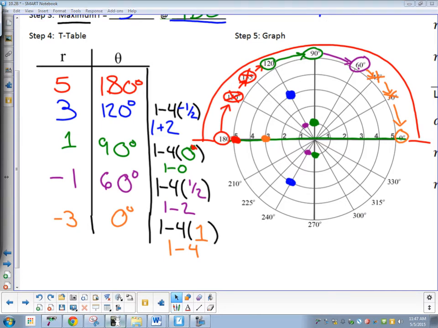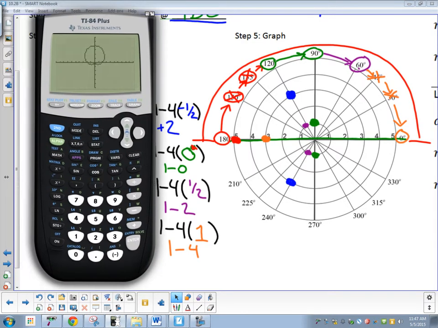To get the best picture, that's why we use our graphing calculator. So turn it on, hit the y equals button here in the corner, clear out what was written, and I'm going to type in my new equation. So my equation is 1 minus 4 sine theta. Oh, is it cosine? Sorry, thank you. 1 minus 4 cosine theta.